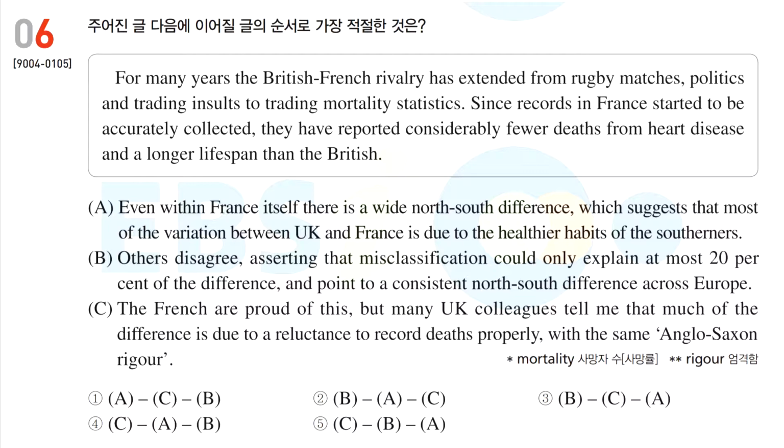Others disagree, asserting that misclassification could only explain at most 20% of the difference, and point to a consistent north-south difference across Europe. Even within France itself, there is a wide north-south difference, which suggests that most of the variation between UK and France is due to the healthier habits of the Southerners.